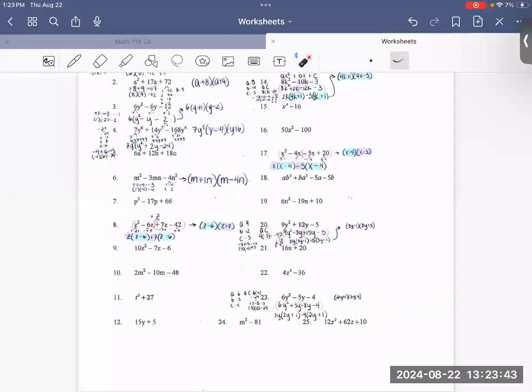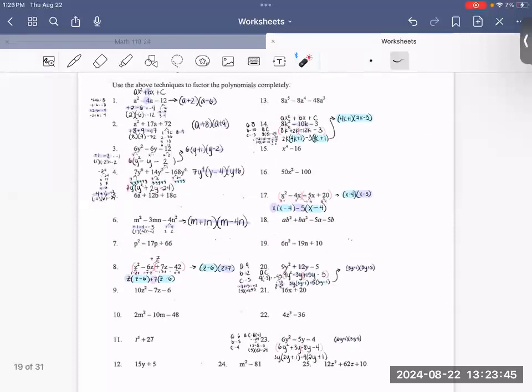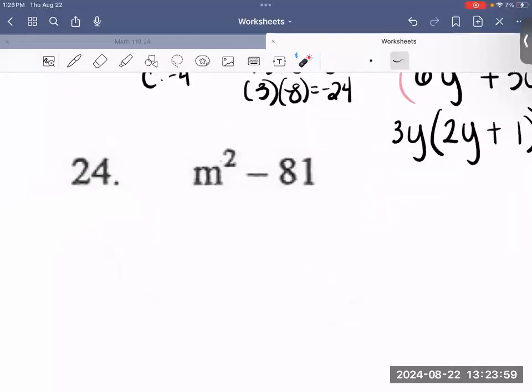Now the last ones we're going to do, those are going to be special ones. We'll only do a few of them. So let's look at 11, 22, 15, 16, 24. Let's start easy. Let's look at 24. So 24 is special because we have the difference of squares.